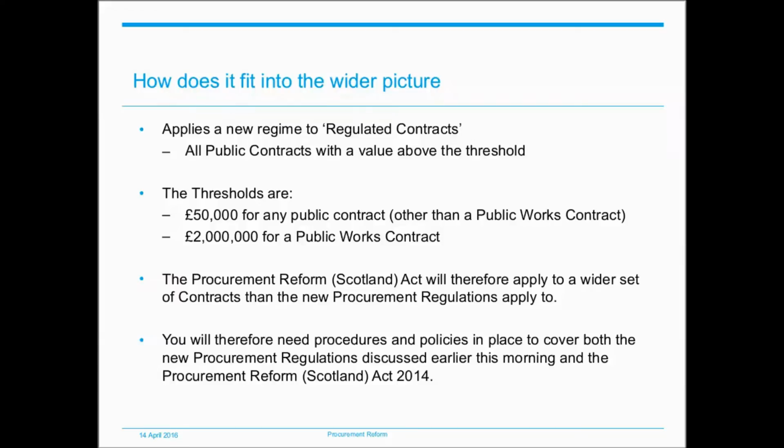Thresholds themselves are £50,000 for any public contract other than a public works contract, and £2 million for public works contracts. As you can see, this is a far lower threshold than the EU-level procurement thresholds, which are at least double these values. This therefore has the effect of applying a regulated procurement regime to a significantly wider set of contracts than the new EU Procurement Directive and the new implementing procurement regulations.